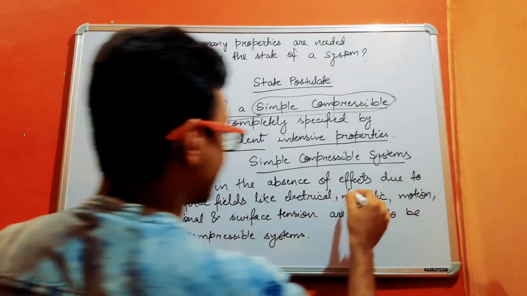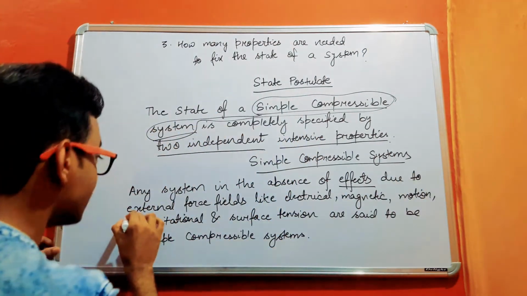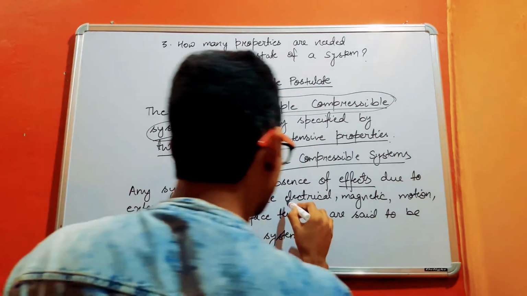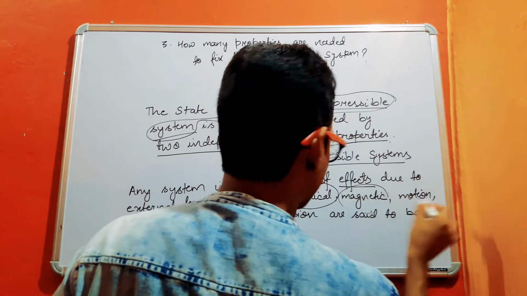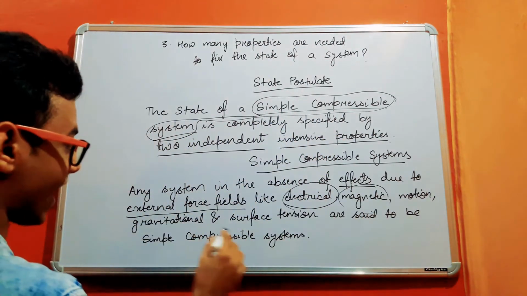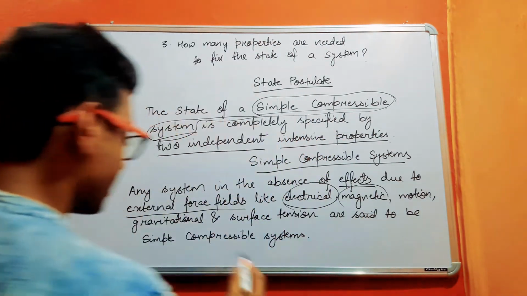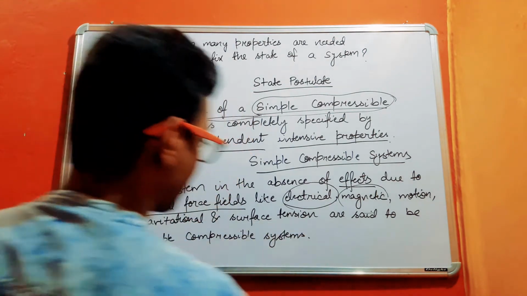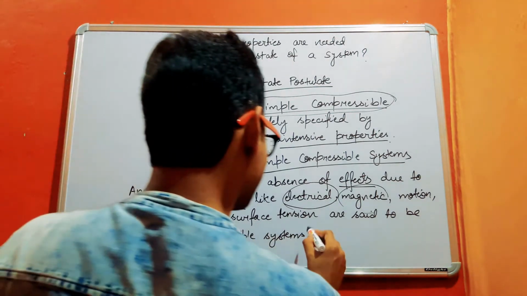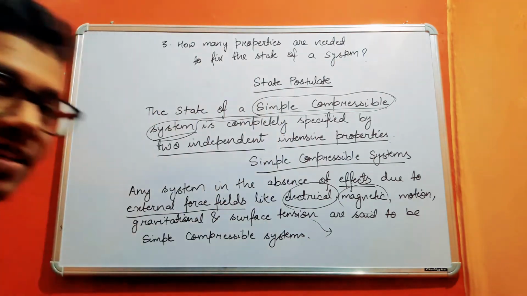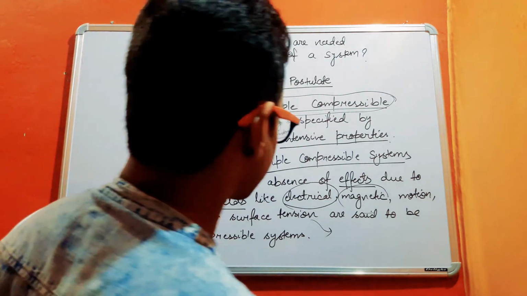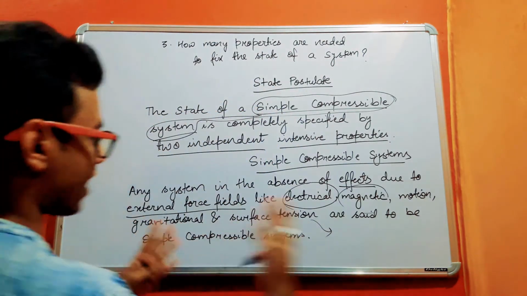Any system in the absence of effects due to external force fields, for example electrical or magnetic, motion, gravitational and surface tension, is said to be a simple compressible system. But what if these are not negligible? Obviously these are negligible in most of the engineering applications that we are going to analyze further in thermodynamics.